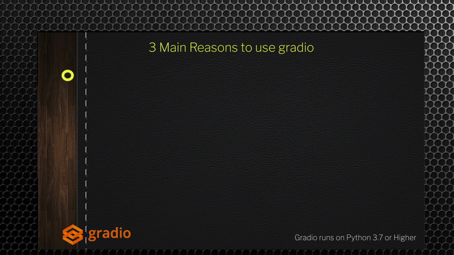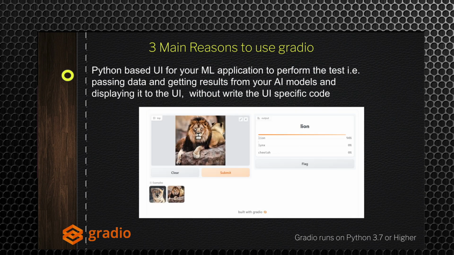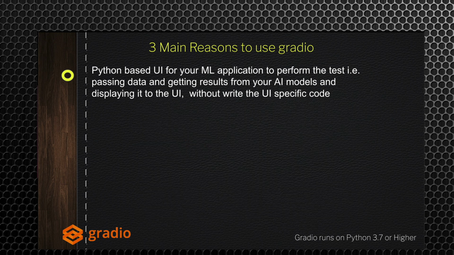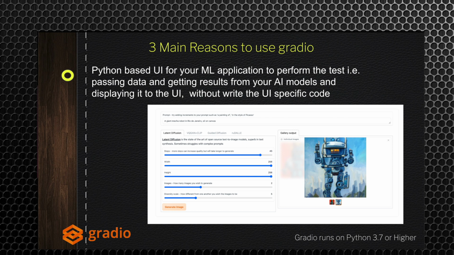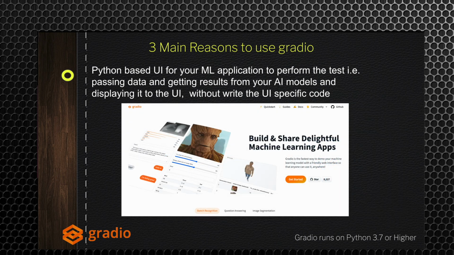If you are new to Gradio and looking for reasons to learn Gradio or just want to know why you should be using Gradio, let me give you three main reasons. The very first reason is that with Gradio, you can create the Python-based UI for your machine learning application, where you will pass the data and your code will perform the machine learning action and generate the result. The result could be image, text, whatever. And that is all you could do with Gradio without writing UI-specific code.